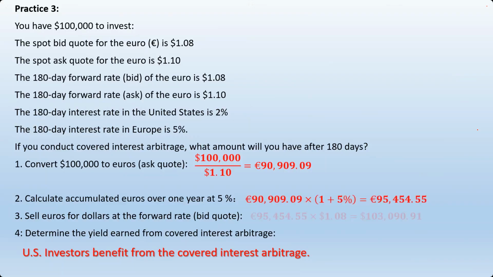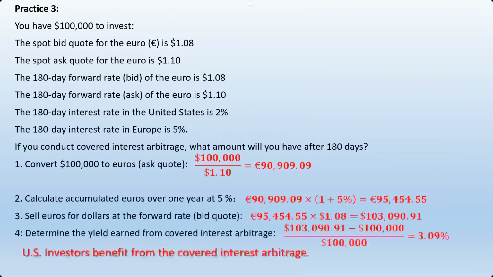Okay, I think now you get this. It's 100,000 divided by the ask rate, so that's 90,909. Then each year we earn 5%. And then we sell the forward contract at the bid rate. From that we end up with 103,090.91. So the return we earn is 3.09%. Because it's still higher than 2%, we will keep doing covered interest arbitrage.